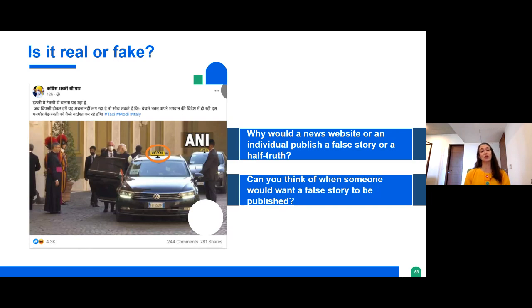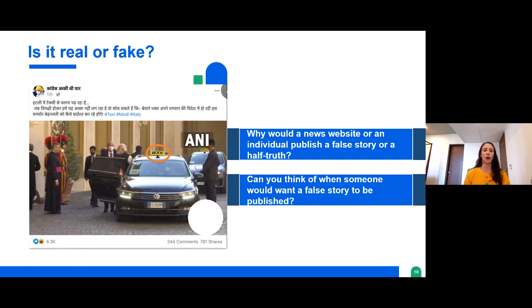Well, actually, this turns out to be a manipulated photo. Of course, the Prime Minister did arrive in a car and he did go into these meetings. This is in Italy. However, somebody put that taxi sign on top of the car to make it seem as though Italy could not provide adequate transportation and security for someone as important as the Prime Minister of a major country. So why would somebody want to publish a story like this?